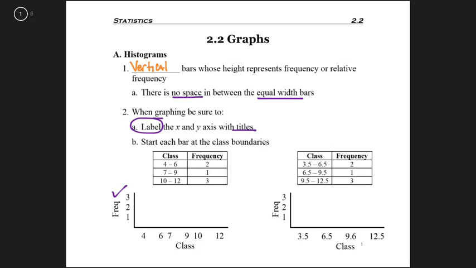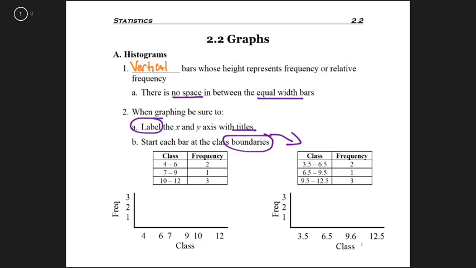Notice we've got frequency and class listed on the X and Y axis, if you think of that below. And also, you want to be sure to start each class at the class boundary, and that's actually shown by this example to the right. So what happens is, instead of looking at the table on the left where there's a gap between 6 and 7, I'm going to work with the table on the right, where my first class goes from 3.5 to 6.5.